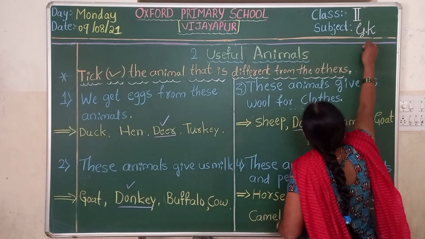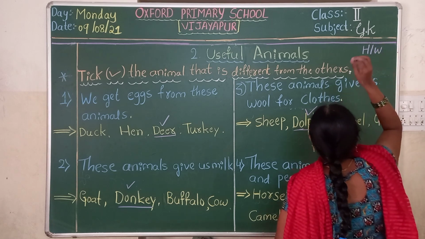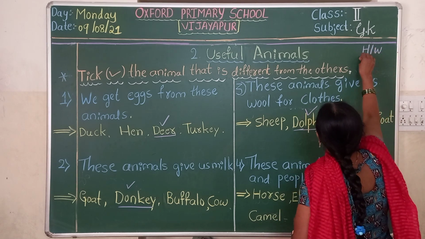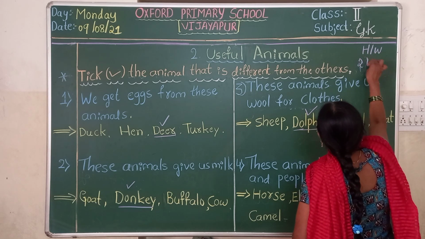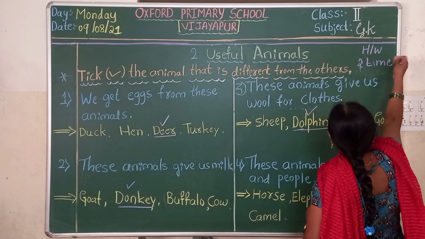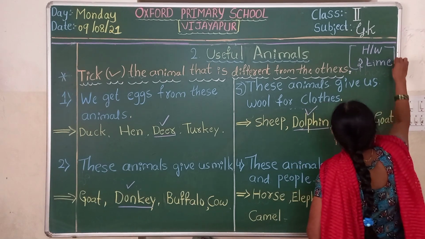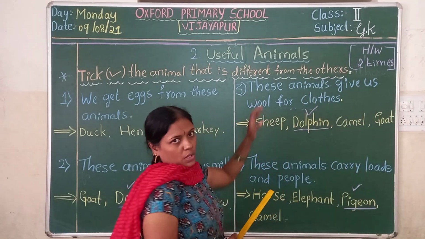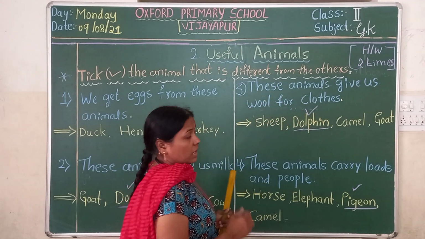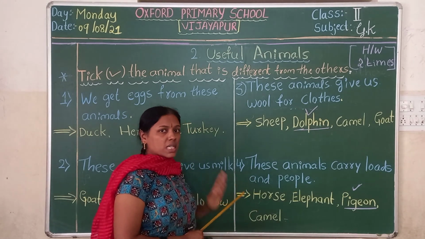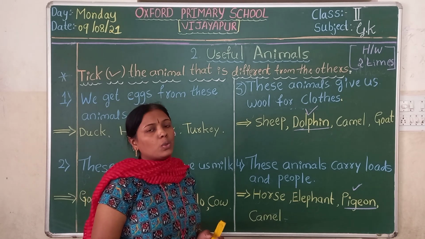Right children, see, homework, what we have to do is you have to write two times. Children, homework is what? Two times you have to write in your notebook. I will show you how to write. And in the textbook, open page number 6. Open page number 6 in a GK book. I will show you how to make it.